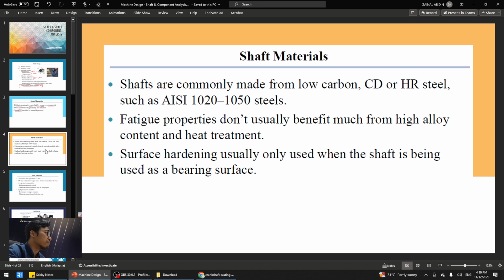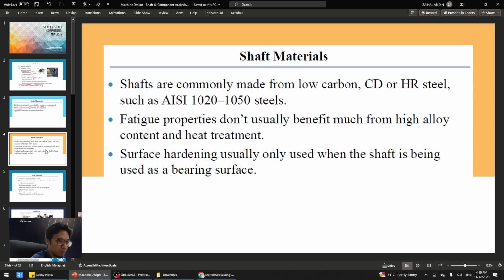Furthermore, shaft material: shafts are commonly made from low carbon. Selalunya shaft dia tak buat daripada satu material yang highly carbon lah. Kalau highly carbon dia akan brittle, so dia made from low carbon, so it can bend, it can deflect. So shaft selalunya macam tu, dia akan buat dia low carbon.